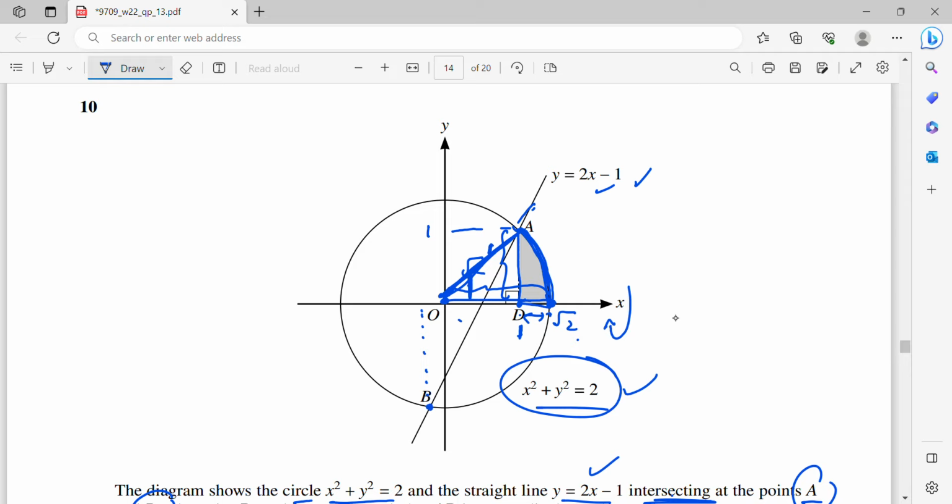Alright, so now we know that OA is the radius, which means this is square root 2 as well. Okay, and here is also radius. This is square root 2, which means when you refer to this triangle, this is a triangle. Alright, the length OD is basically, you look at here, OD is 1. Right, so the length OD is 1, and then the OA is square root 2. So I can find the angle AOD. So once I get the angle AOD, I can find the arc length, which is this part.